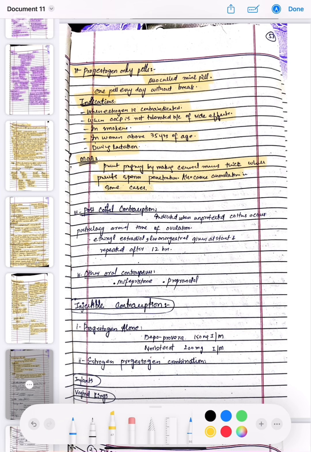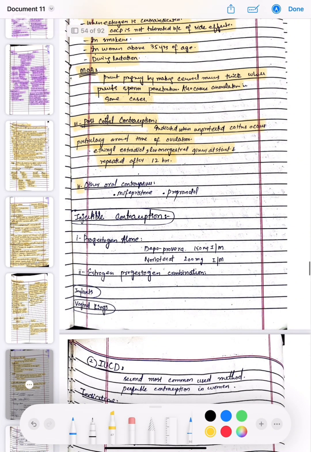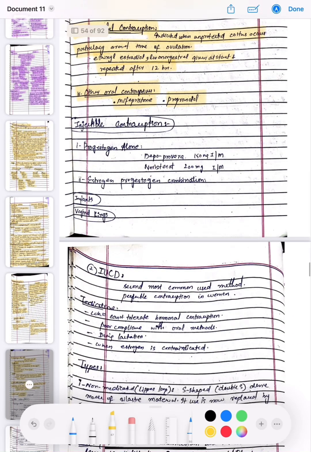It also causes anovulation in some cases. Then post-coital contraception is indicated when unprotected coitus occurs, particularly around the time of ovulation, and ethinyl estradiol with levonorgestrel is given at the start and repeated after 12 hours. Other oral contraceptives are mifepristone and propranolol. So these were the oral contraceptives.